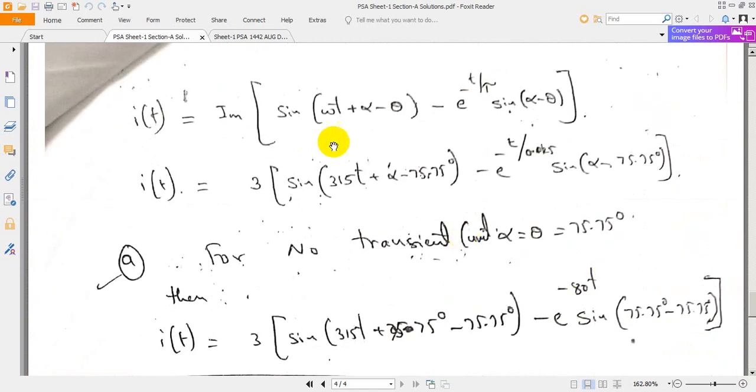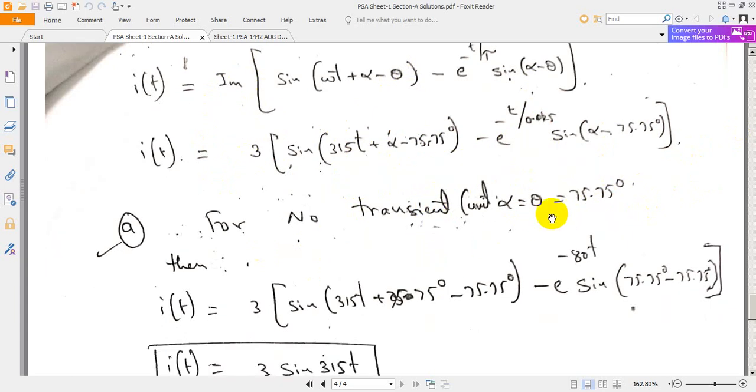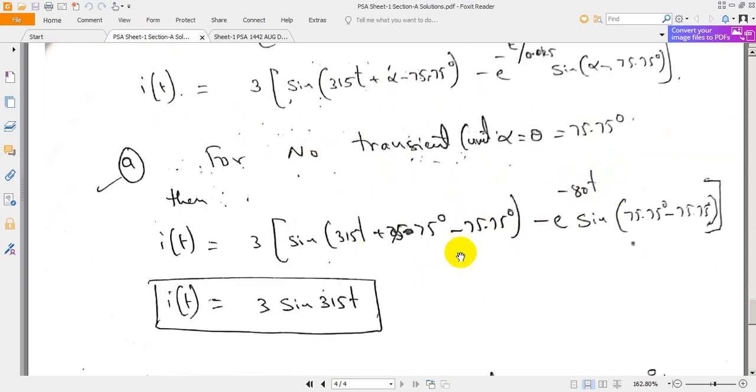I of t is equal to Im sine omega t plus alpha. This is the current response equation. In this current response equation, 3 is Im, the maximum current, alpha minus theta, theta is 75.75, and e power minus t by tau is the transient term. Now here we need to get the no transient condition. No transient means DC offset should be equal to 0, when alpha is equal to theta. In place of alpha we substitute the theta value. Just substitute, you will get this parameter as 0 and this complete expression will become 0. So finally I of t is equal to 3 sine 315t.